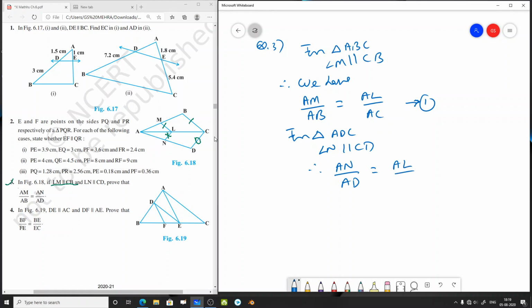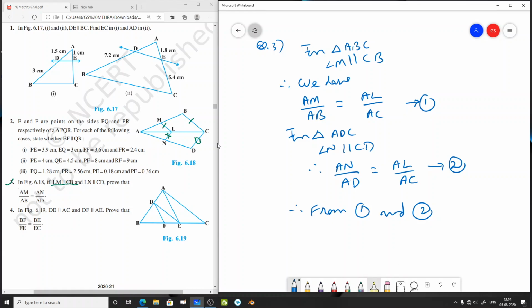AL, and what is the corresponding side of AD? AD is whole, so the other side will take the whole side, that is AC. AC, and give it equation number 2. Therefore, from 1 and 2, here also what we have done is we have applied the extension of the basic proportionality theorem.